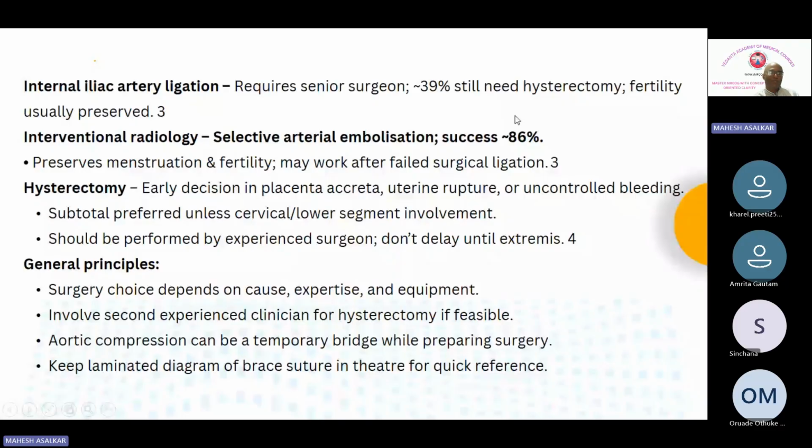After that is the role of hysterectomy. You go for subtotal hysterectomy unless the lower segment or the cervical segment is also involved in causing postpartum hemorrhage. So that is the role of surgical management of postpartum hemorrhage.